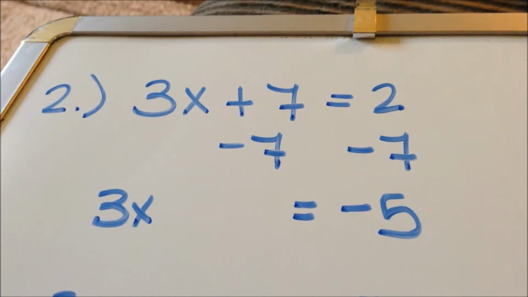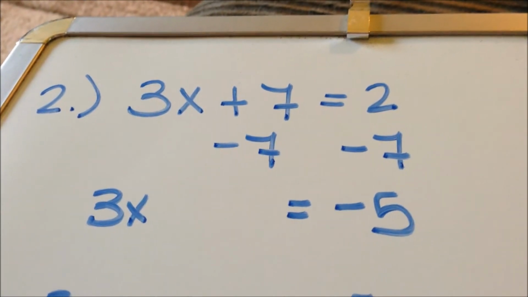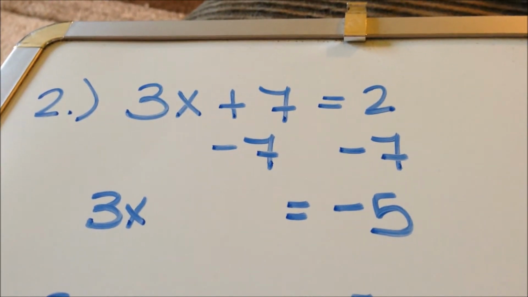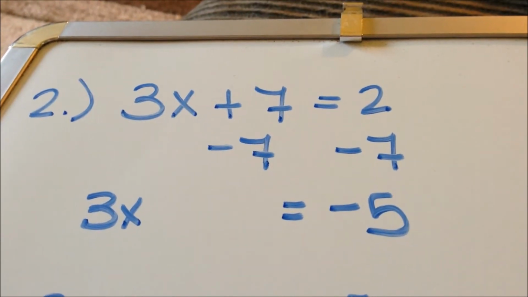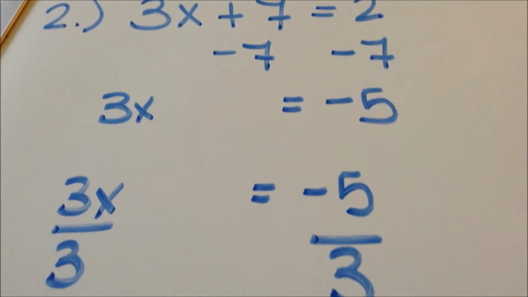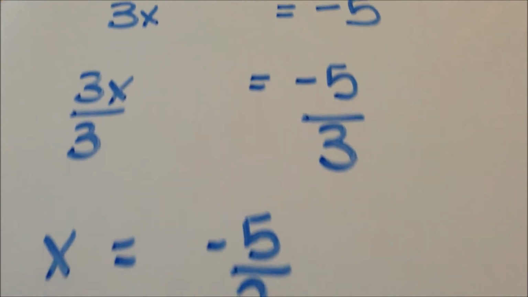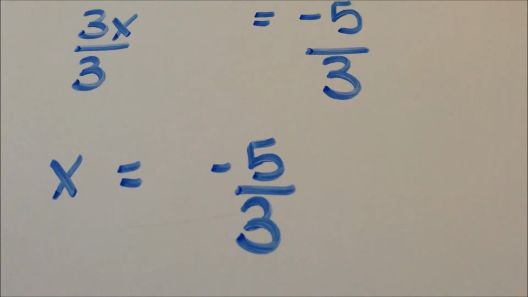Number 2, 3x plus 7 equals 2. First, get rid of the 7. Subtract 7 from both sides of the equal sign. We end up with 3x equals negative 5. Next, divide both sides of the equal sign by 3. Our final answer is x equals negative 5/3.